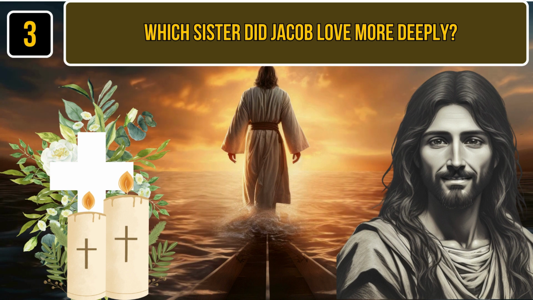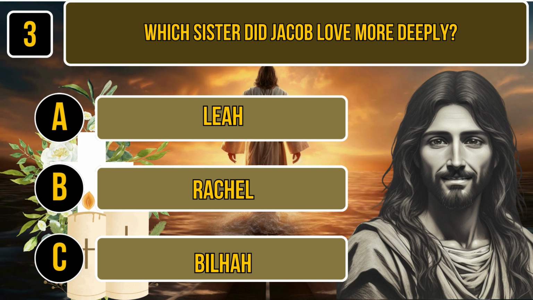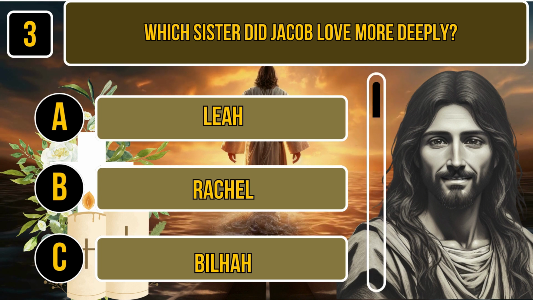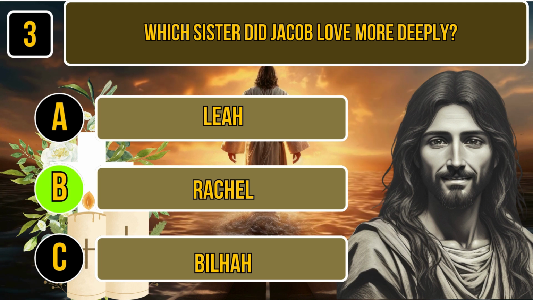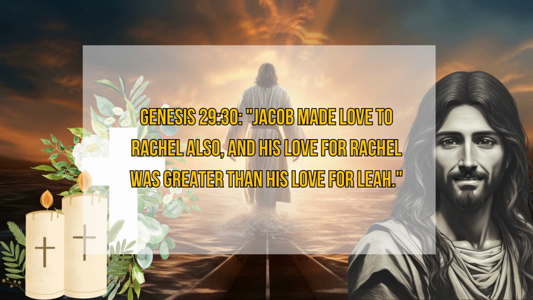Question number 3. Which sister did Jacob love more deeply? A. Leah. B. Rachel. C. Bilhah. Time for thinking. The correct answer is Rachel. Genesis 29:30. Jacob made love to Rachel also, and his love for Rachel was greater than his love for Leah.